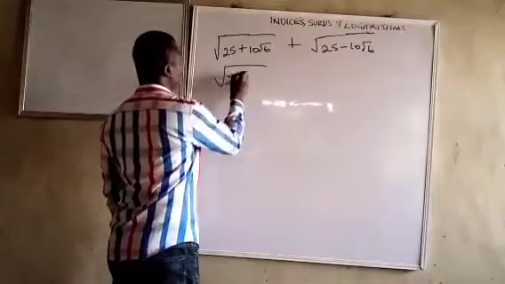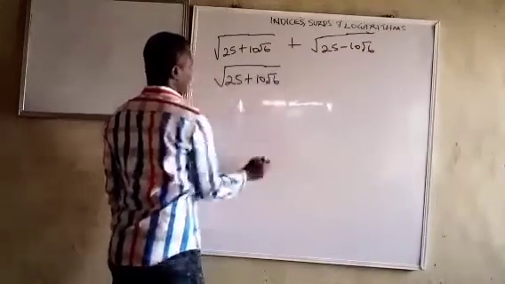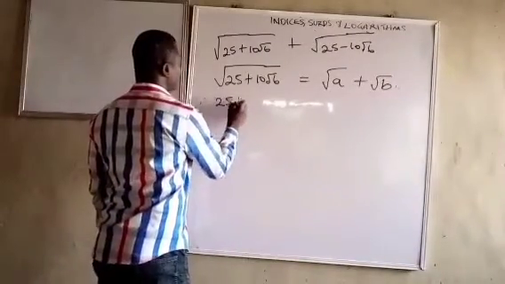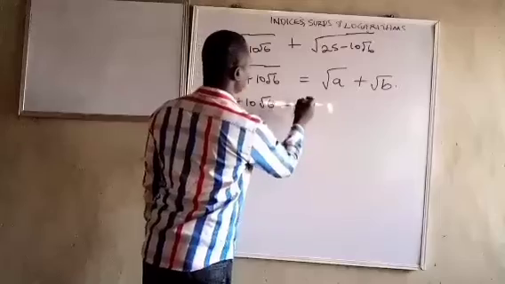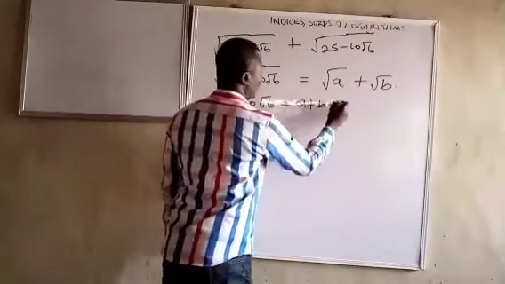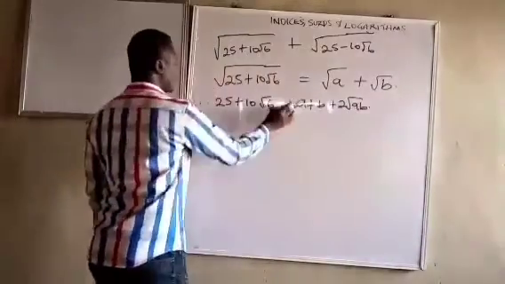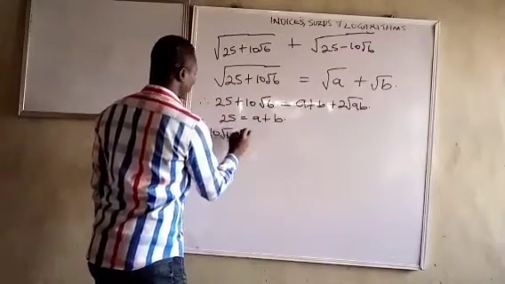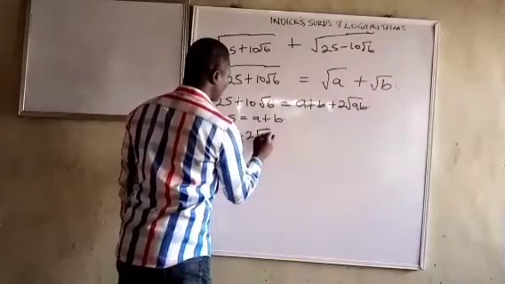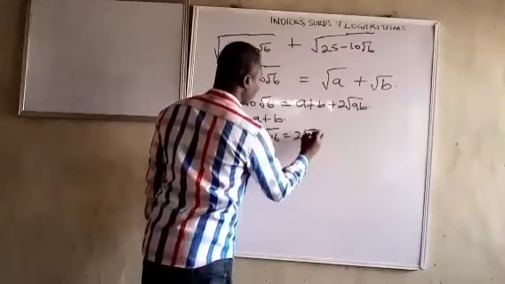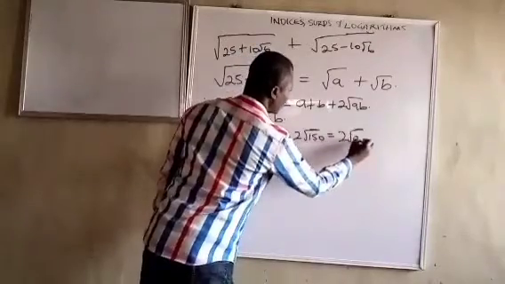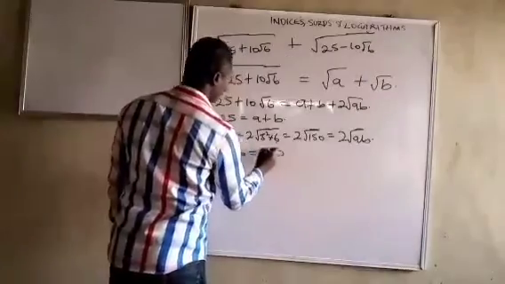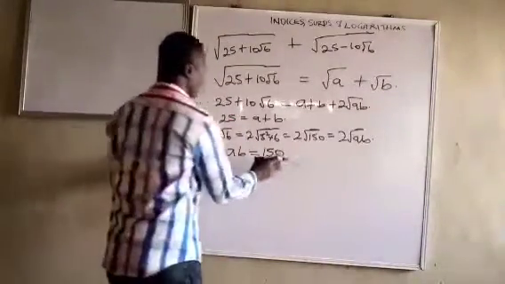Look at this. Root of 25 plus 10 root 6 is equal to root A plus root B. Therefore, 25 plus 10 root 6 will be equal to A plus B plus 2 root AB. If you compare this equation, you see that 25 equals A plus B, and 10 root 6, which is 2 root 150, is equal to 2 root AB. So what does this tell us? It shows that AB equals 150.